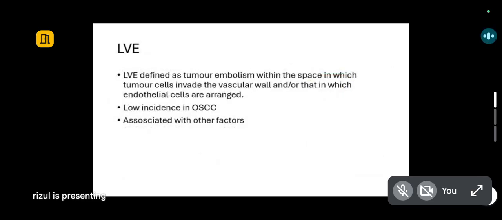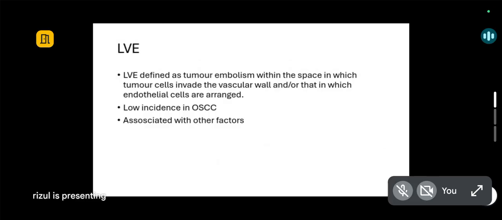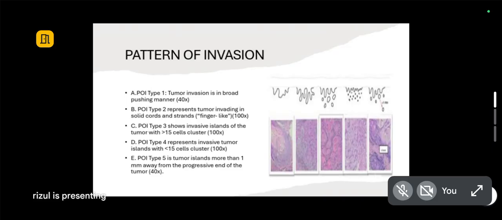Then we have another factor, lymphovascular emboli, which is defined as a tumor embolism within the space in which the tumor cells invade the vascular wall or in which endothelial cells are arranged. It has a low incidence in oral squamous cell cancers, and mostly it is associated with other factors. As such, I did not find very many studies about how important a factor lymphovascular emboli can be. Most of the time it is associated with other factors only. Then another factor is the pattern of invasion, where we divide it into 5 parts according to the shape of involvement of the tumor.